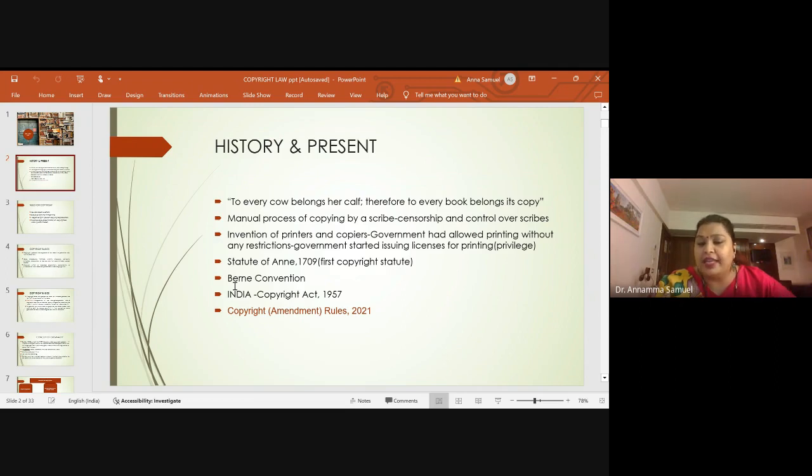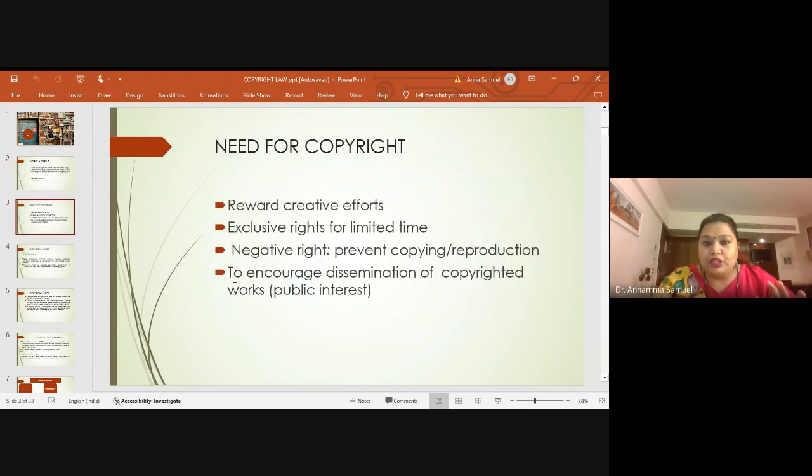Now, the Statute of Anne is the first copyright statute, and the Berne Convention is the convention which talks about copyright law. And in India, we have the Copyright Act 1957, and we have the amendment rules of 2021. Are you able to see the third slide?